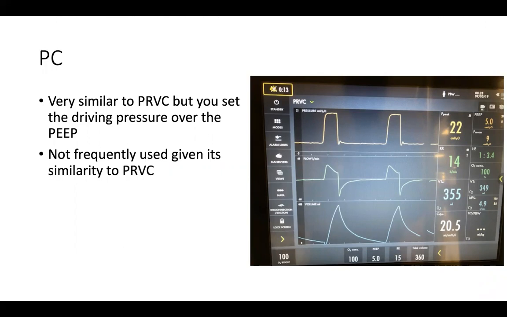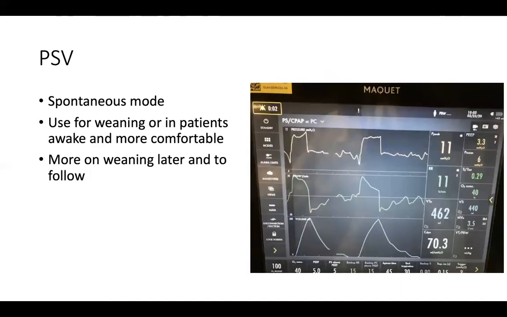I would just take that driving pressure of 17 over that PEEP of 5 to reach this peak pressure, or this pressure at this top pressure here. Since it isn't very different than PRVC, we very rarely use pressure control in our ICUs.